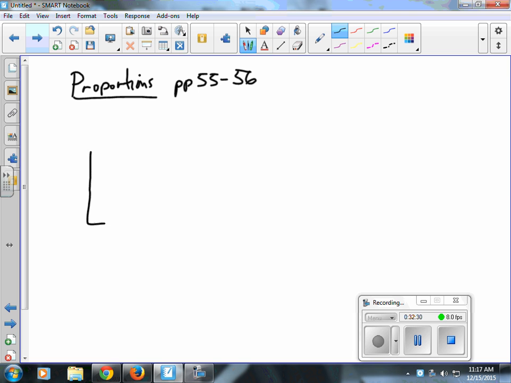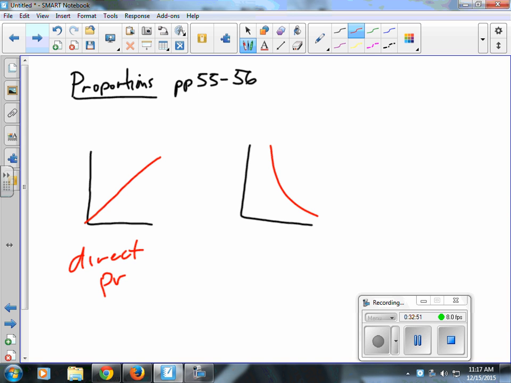Okay. Just look at these 2 graphs. Which one of these would you say the 2 variables are directly proportional? The one on the left or the one on the right? Left. This is a direct proportion, which means as x gets bigger, y gets bigger. What about this one? As x gets bigger, what's y doing? Gets smaller. This is inversely related.